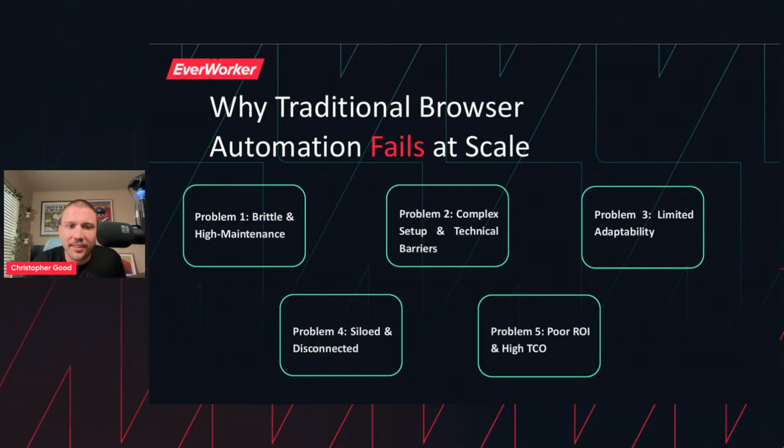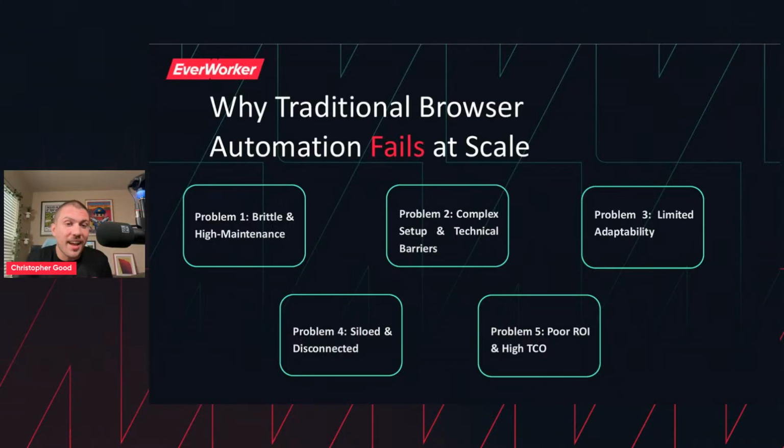Second, it's a complex setup with massive technical barriers. You need specialized programming skills, Selenium, Python, complex scripting, and most projects take months of development time for simple workflows, and business users can't create or modify anything themselves. The third is limited adaptability. Traditional automation cannot handle exceptions or unexpected scenarios. It's rigid, rule-based logic that fails the moment anything varies from that exact script you programmed.